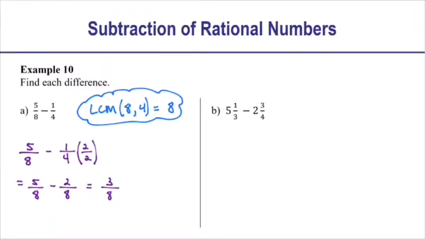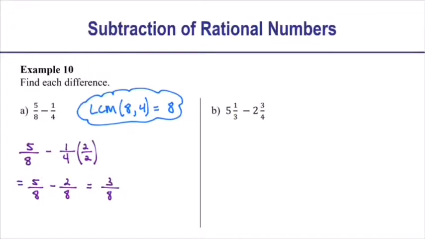Now let's look at part B, where we have 5 1/3 minus 2 3/4. Now subtraction with mixed numbers can be a little tricky, and there are some steps for it, but let's just say right now that we don't know the steps, and let's just get around that trickiness by converting both of these numbers to improper fractions.